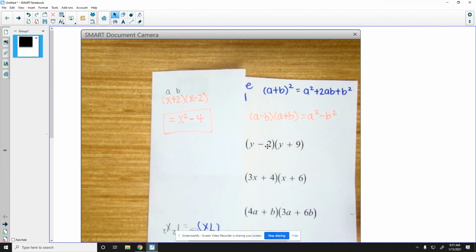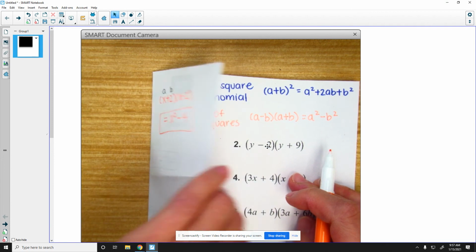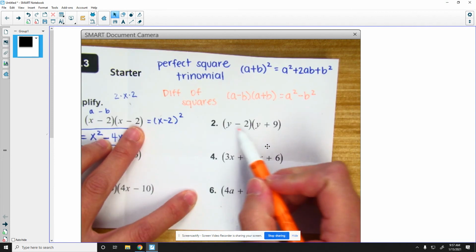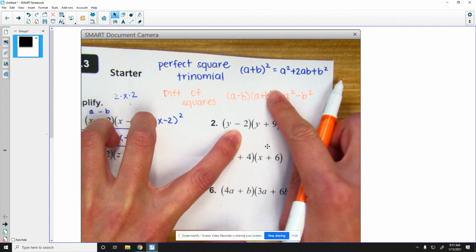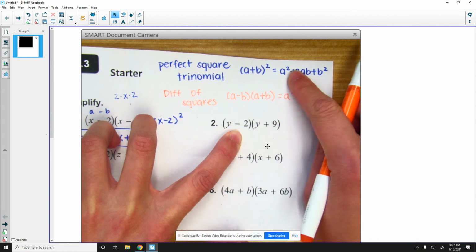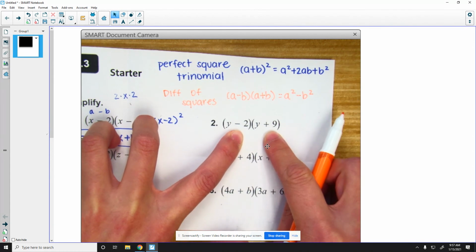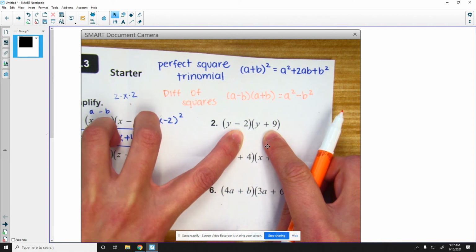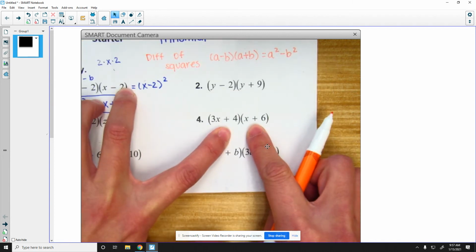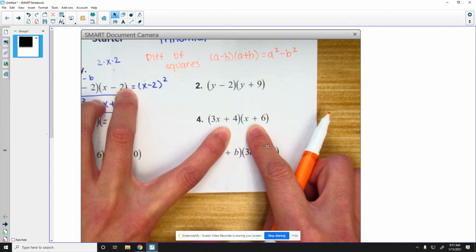That's all, okay? But you can't use this trick every time. Do you see how for number 2, this is not difference of squares? This is also not a perfect square trinomial. So for this one, I would have to FOIL. There's no trick here. For this one, is there a trick or do I have to FOIL?